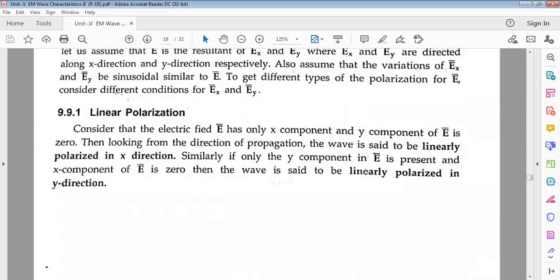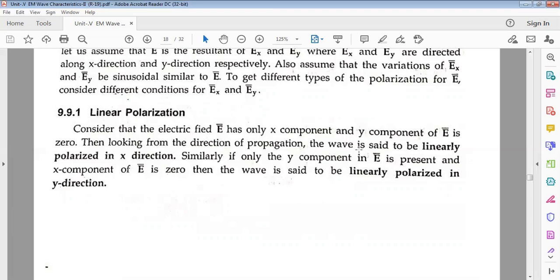Let us take the first one, linear polarization. In this, the electric field has only the X component and the Y component of E bar is 0. Considering Ex bar and Ey bar, in this linear polarization E bar has only the X component and the Y component of E bar is 0. Then looking from the direction of propagation, the wave is said to be linearly polarized in the X direction.